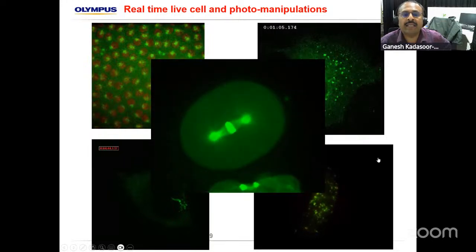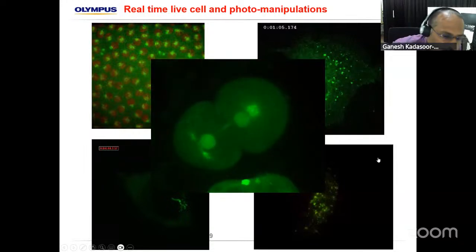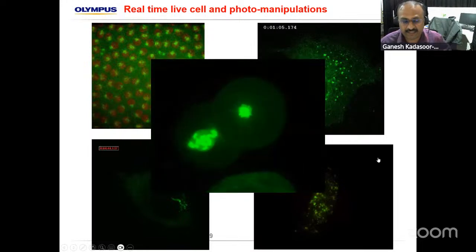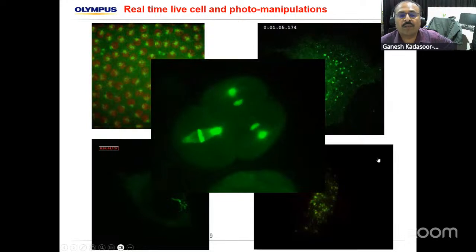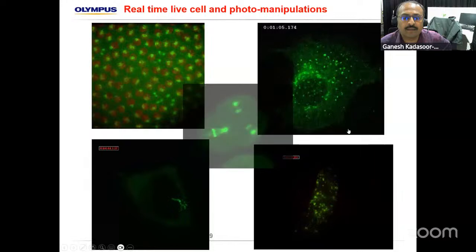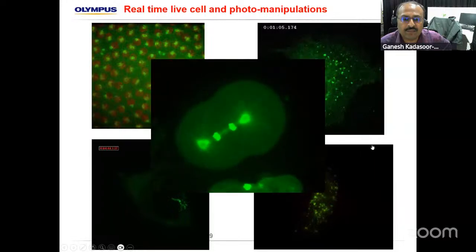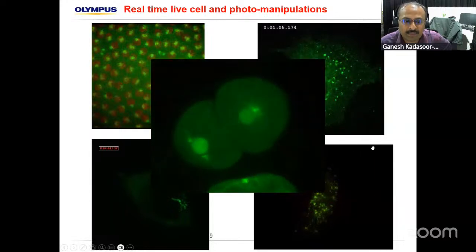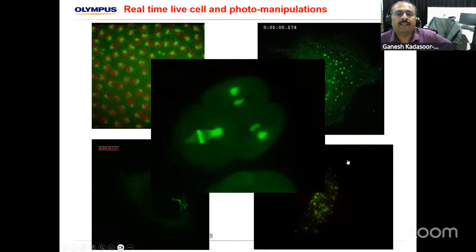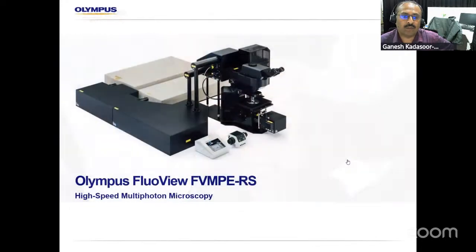This is a classical example of the C. elegans embryo, where the cells are going into meiosis. The first division and the second division can be clearly seen with the spinning disc confocal microscope. See here, initially it is one cell, divides, and then subdivides. Okay, that's how a spinning disc confocal microscope can work.